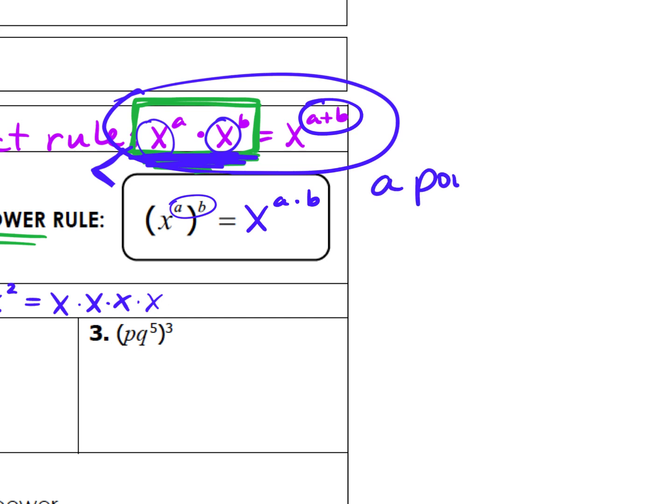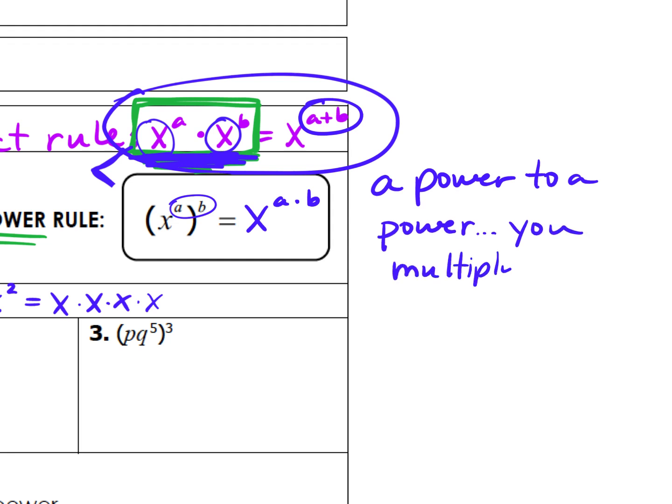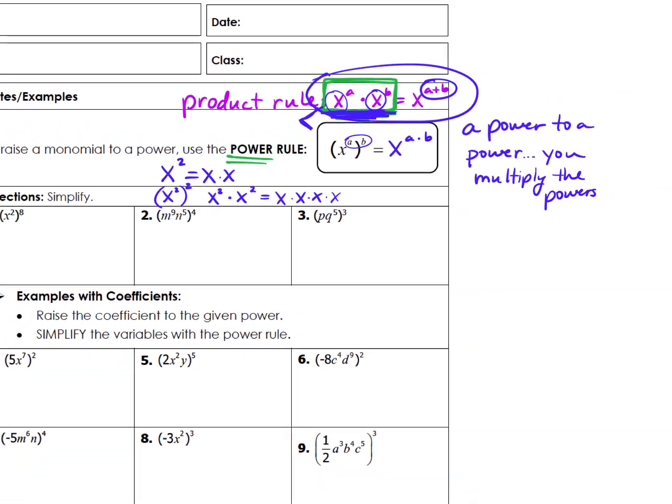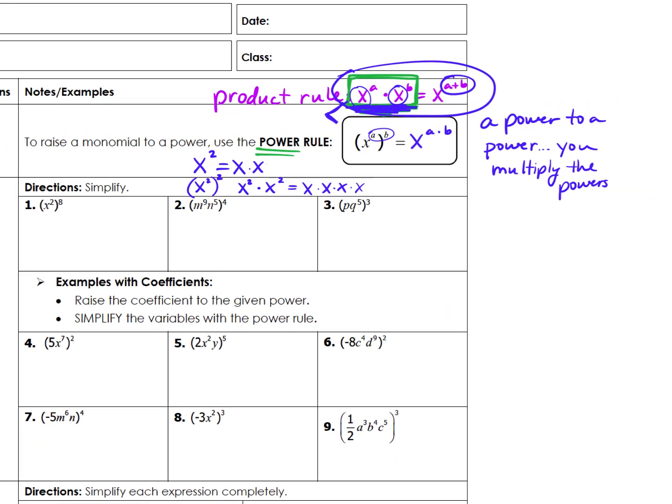A power to a power, you multiply the powers. Okay? A power to a power, you multiply the powers. All right. Are you ready to try some?